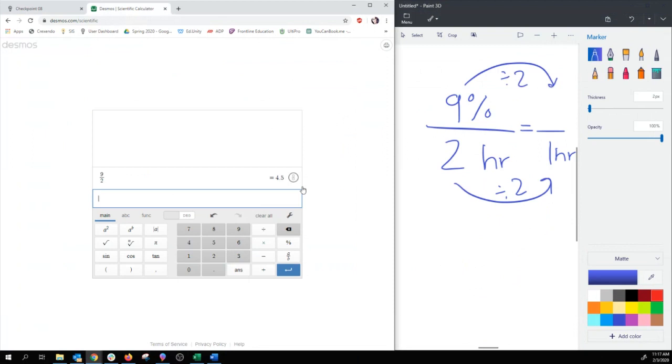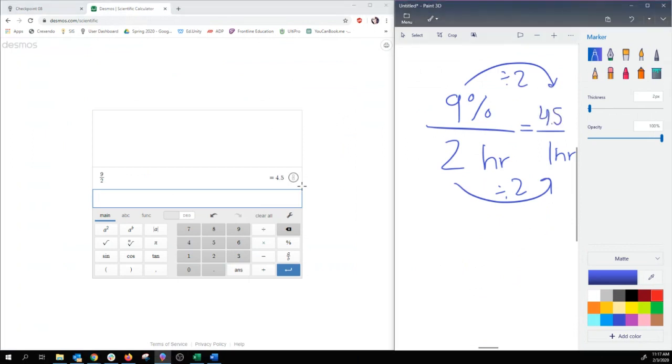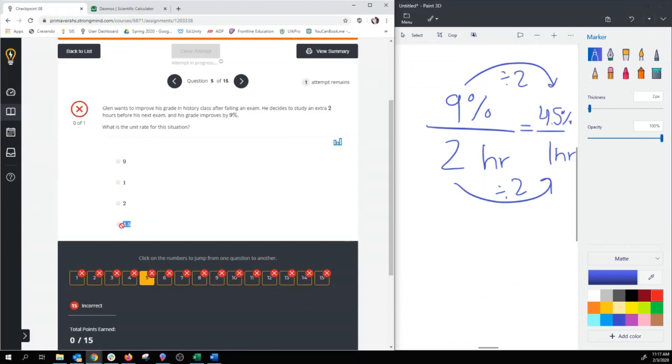The 4.5, perfect. Which means that for every 1 hour of studying, his grade improved by 4.5%, which would be our unit rate. So 4.5. All right, and then let me know when we're ready to go on to the next one.